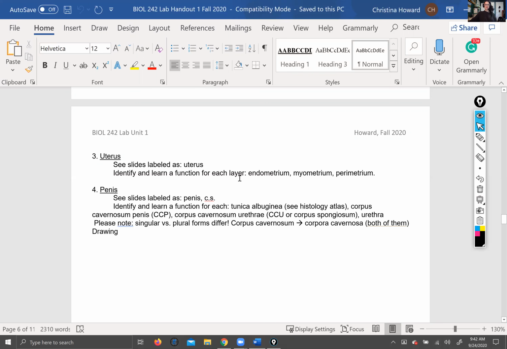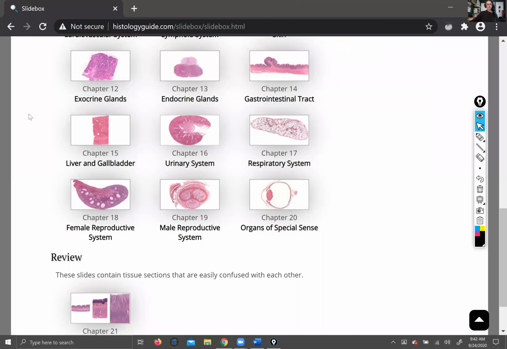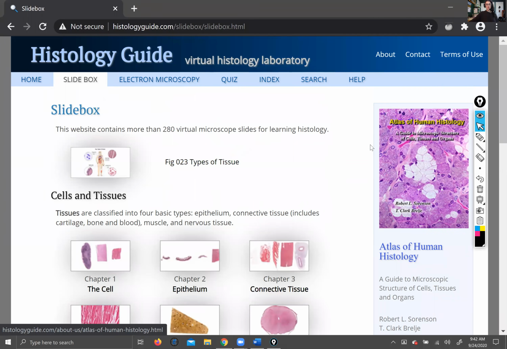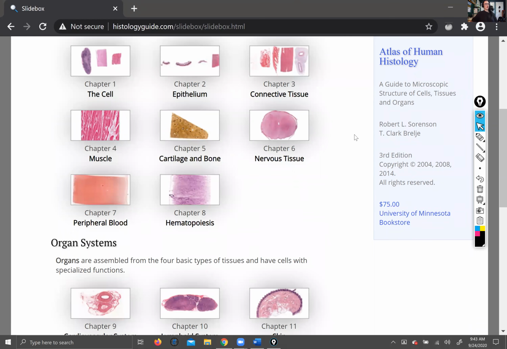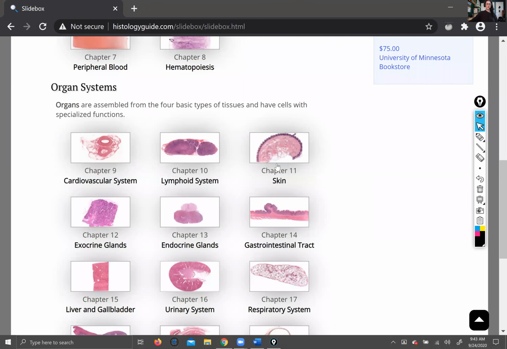So many organs that we will cover have layers, meaning sheets of tissue that are different from each other and have different functions. So we're going to examine that for the uterus right now. So I'm going to bring up histologyguide.com. This is what you should be using. I've provided you with 2 PDF copies of histology atlases. You should be using these to read about the histological features of the organ or tissue in question and guide your discovery of what you're looking at.